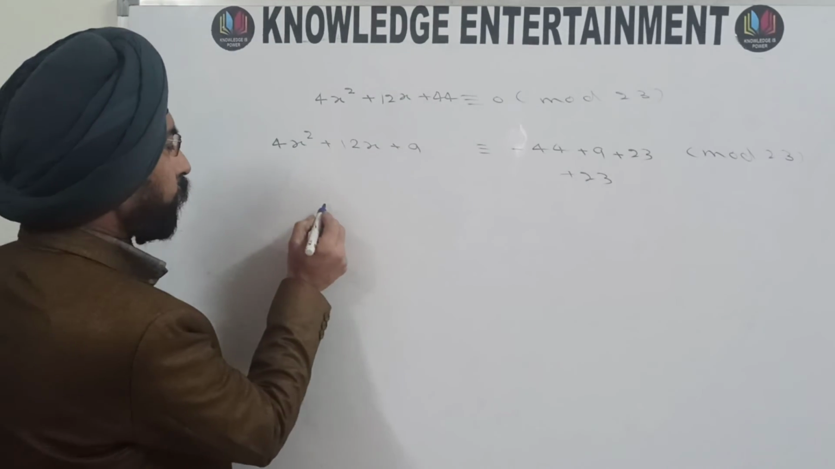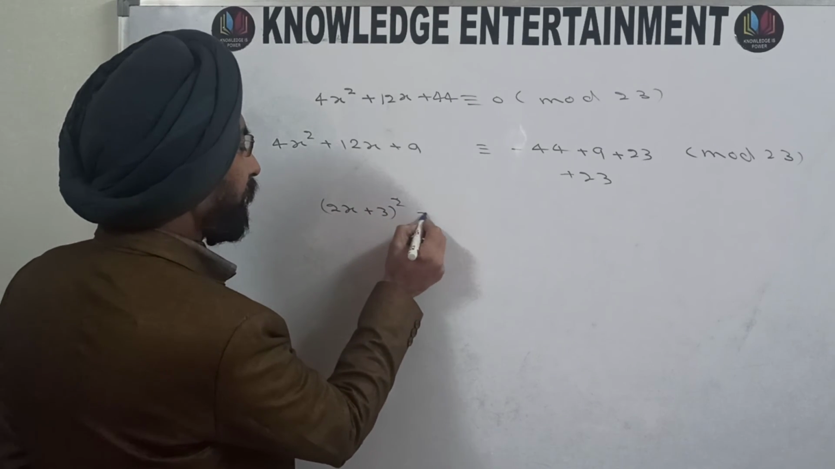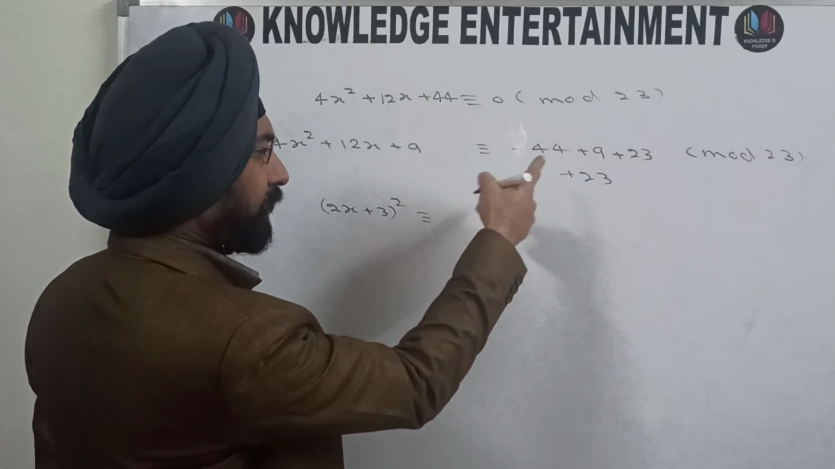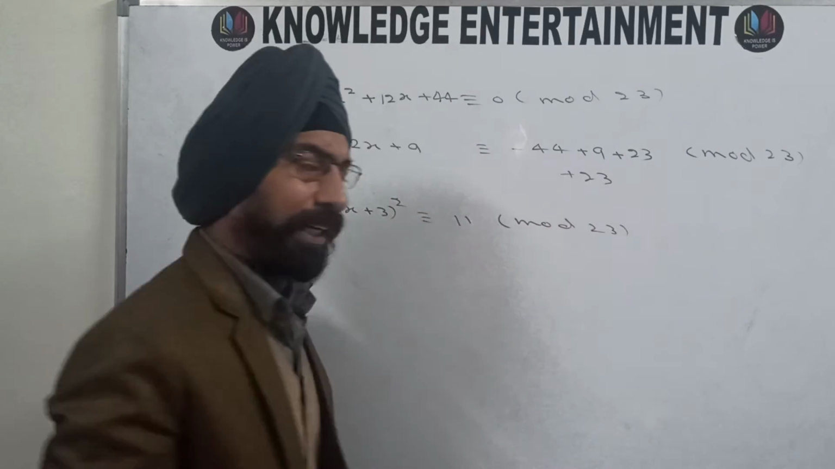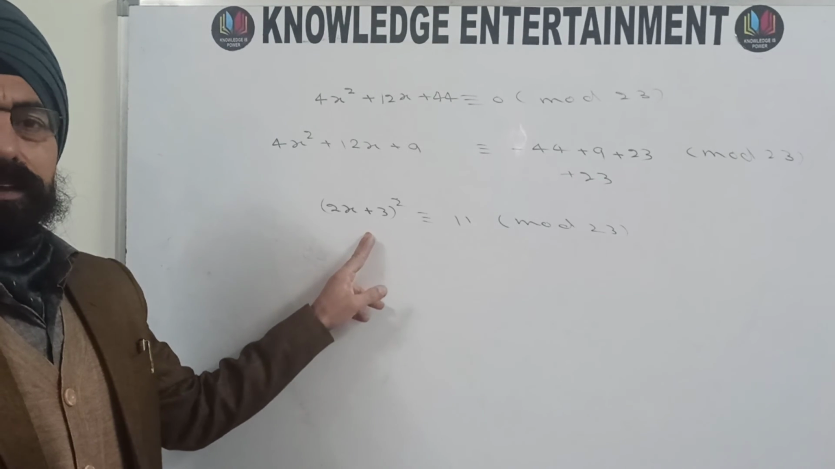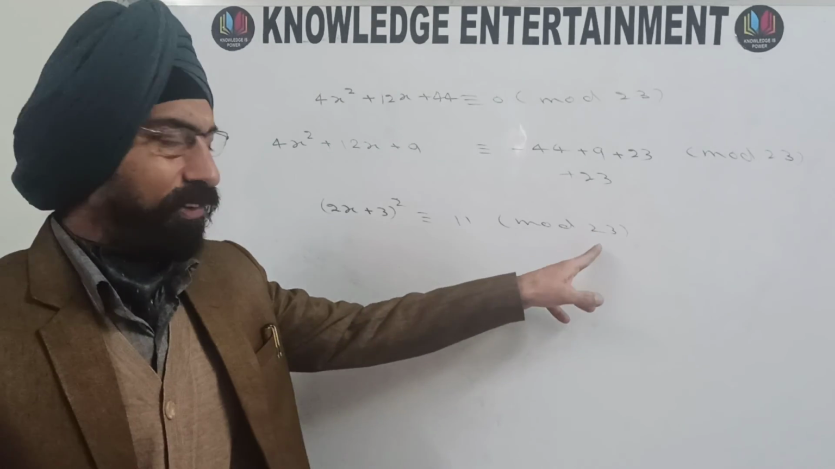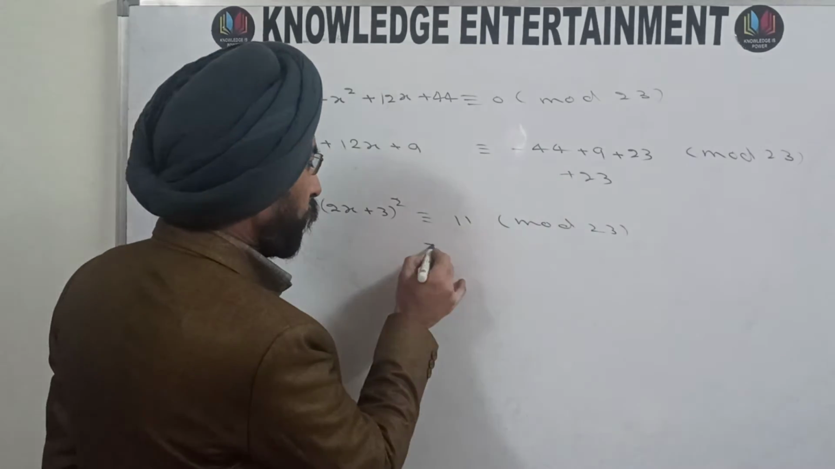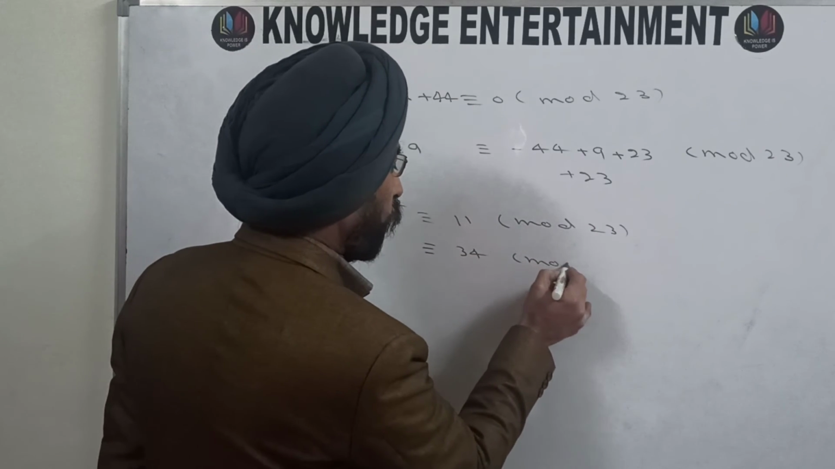The left hand side is now 2x plus 3 square, which is congruent to the right hand side, now 46 minus 35, which is 11, modulo 23. Now what to do? The left side is a perfect square. To make the right side a perfect square, once again do the same thing: add 23 a number of times. So adding 23 once, you will get 23 plus 11, which is 34, modulo 23.